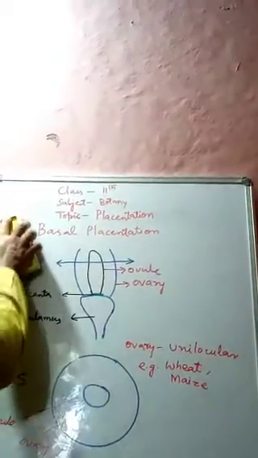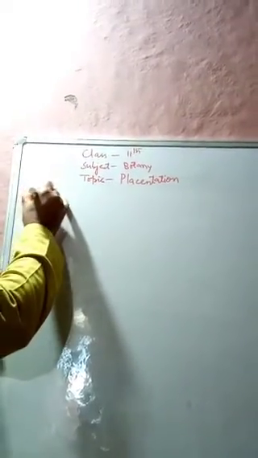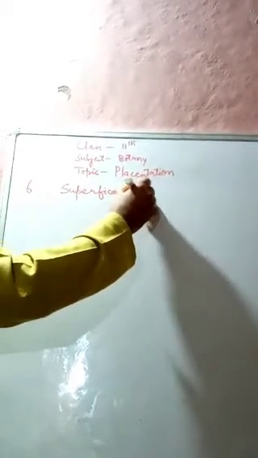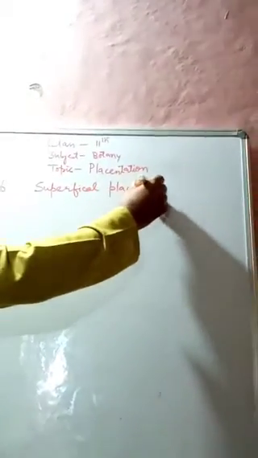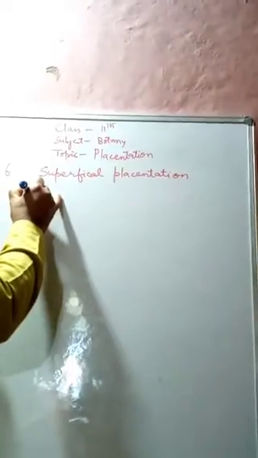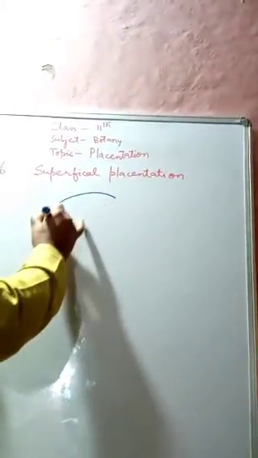Now we have one more type, very much important: the superficial placentation. What happens in this superficial placentation? If we see, it is polylocular. Here we will see many locules are found. That is, polylocular.